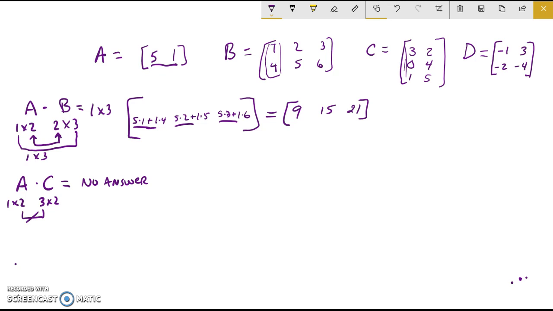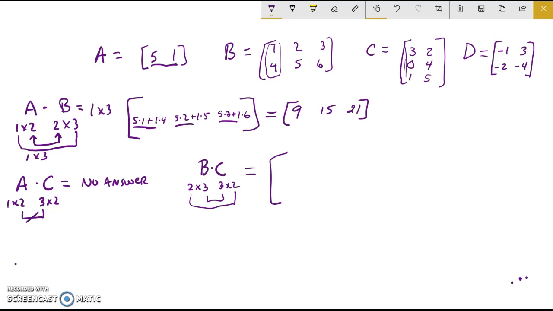Another one, let's look at a different one. Can I do B times C? B, again, is a 2 by 3. C is a 3 by 2. It's got three rows of two columns. So this one is a match. And again, to get the size of your answer, you're going to look at the outside numbers. It's going to end up being a 2 by 2. So what is that going to look like? Well, I'm going to multiply these two rows times those two columns, and that's why I'm going to end up with a 2 by 2.